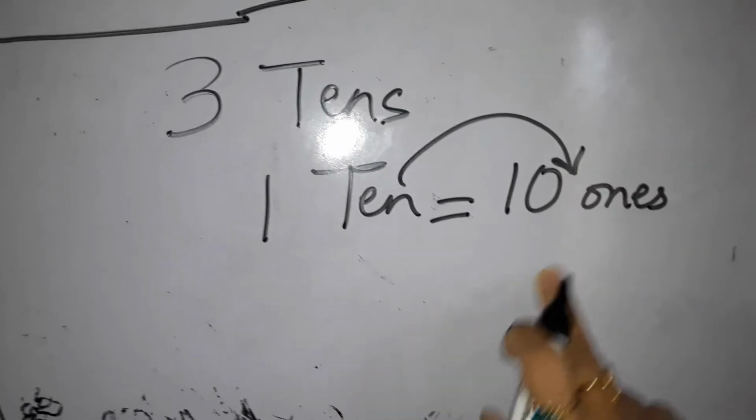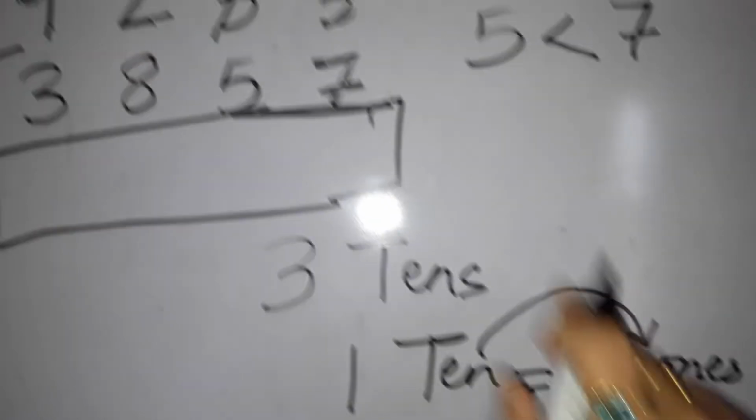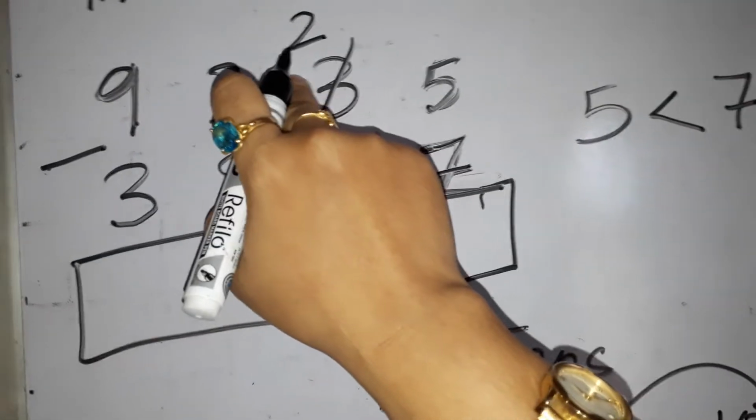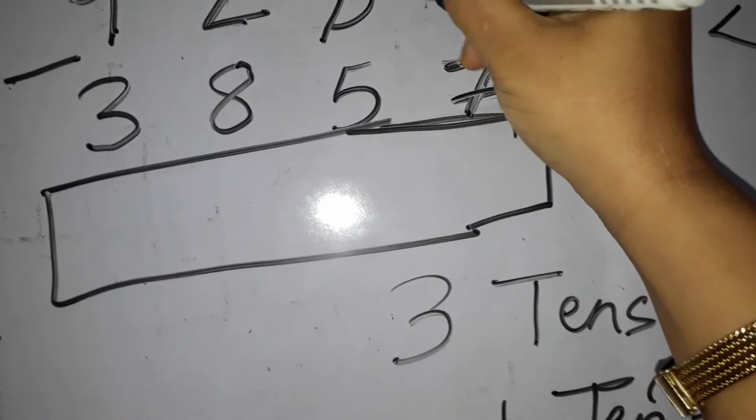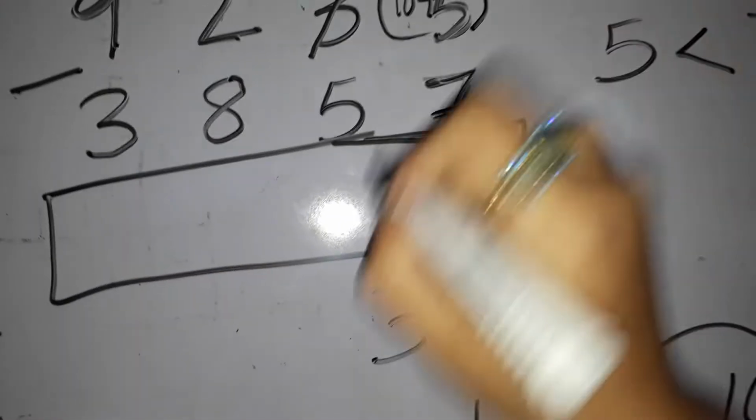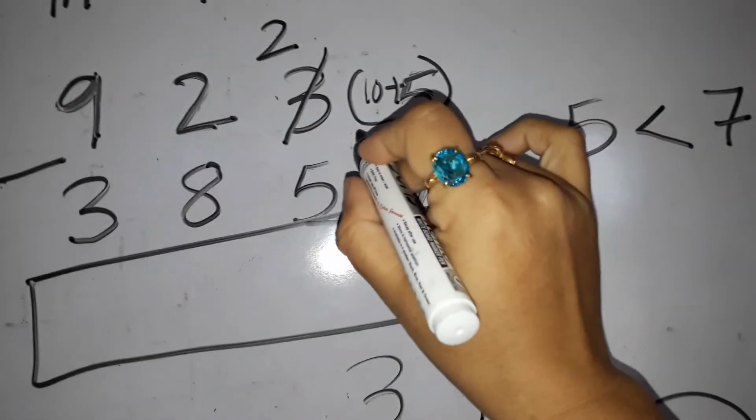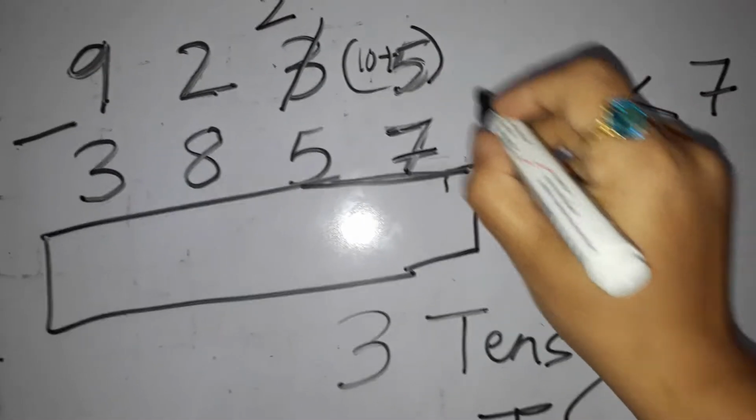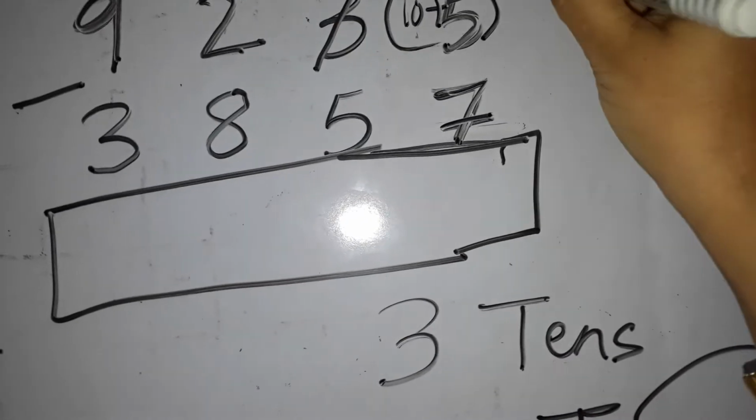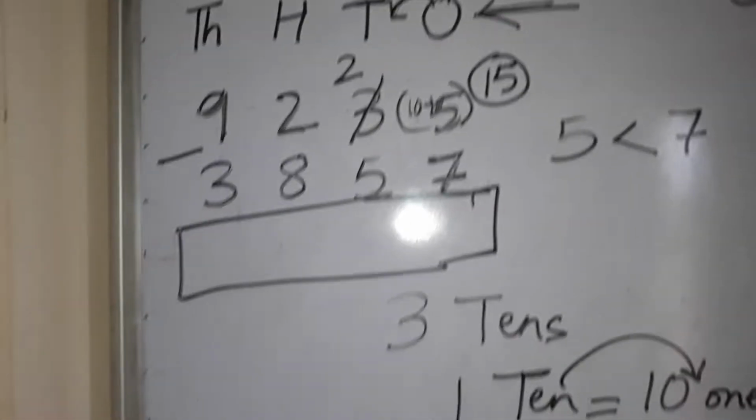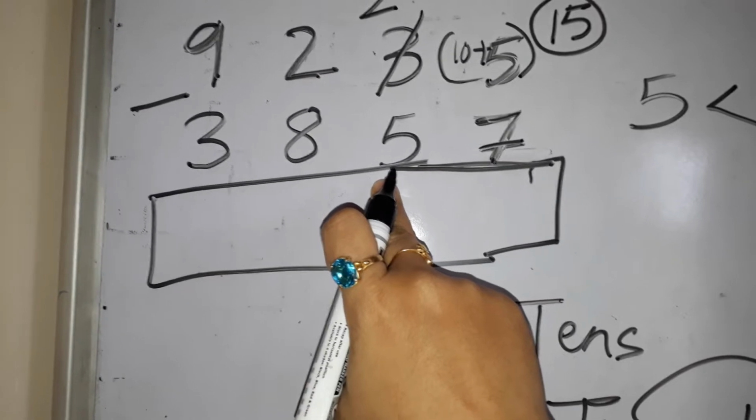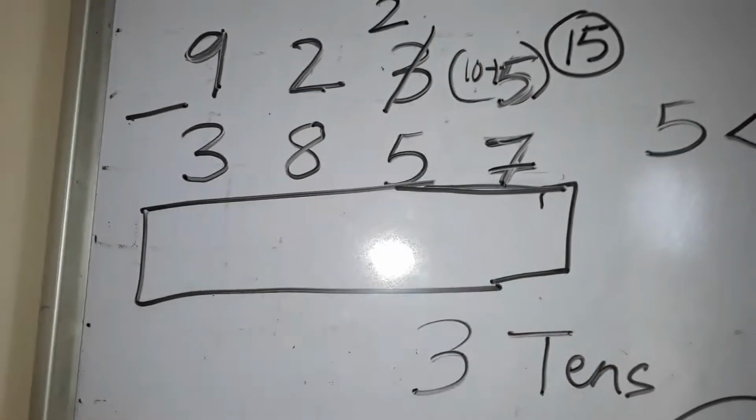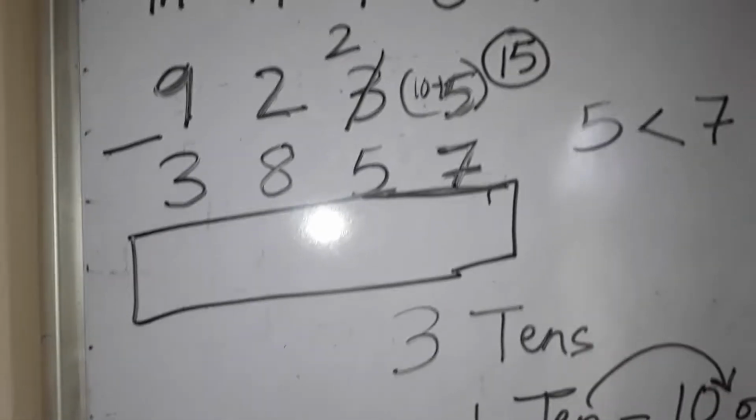1 ten is getting converted into 10 ones. So this 1 ten which I took away from 3, I will convert into 10 ones and add up with the 5 ones already present over here. So my digit becomes 10 plus 5 is equal to 15. Clear? Now, look at the tens place digit. It is 2, and the lower digit is 5. We cannot subtract 5 from 2. Again, it is complicated. So what we need to do?